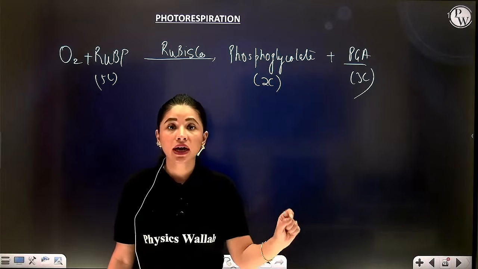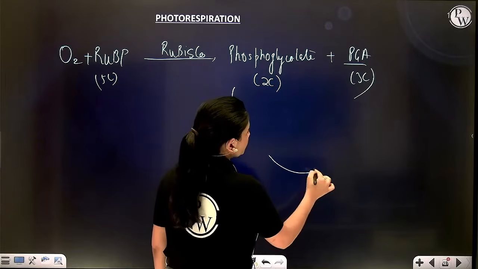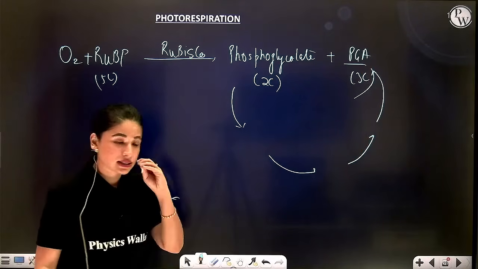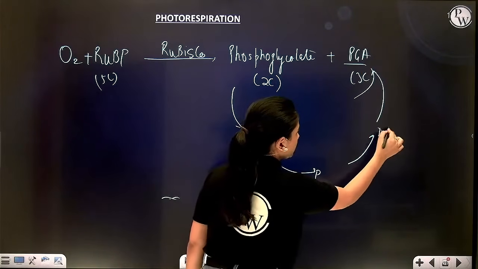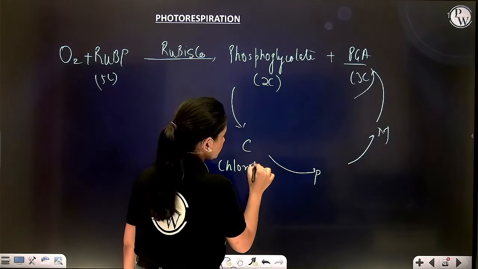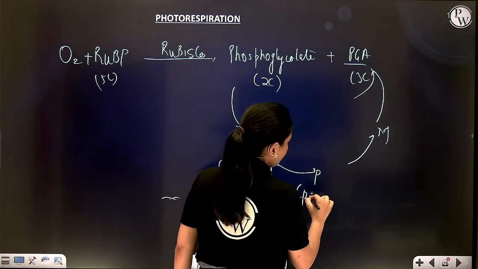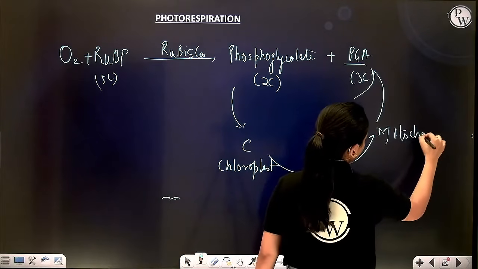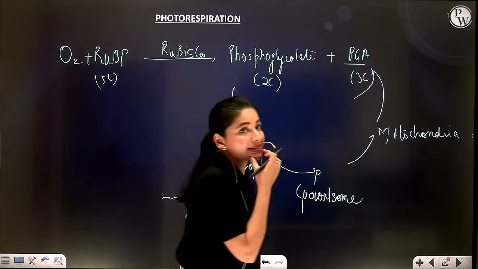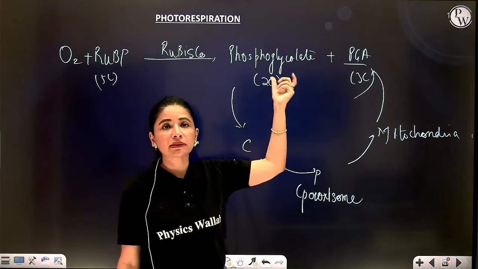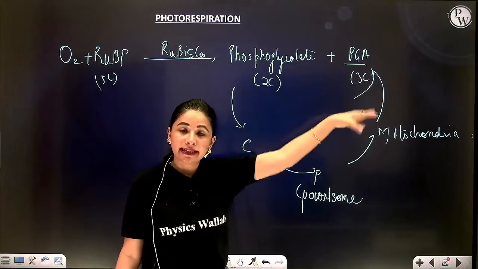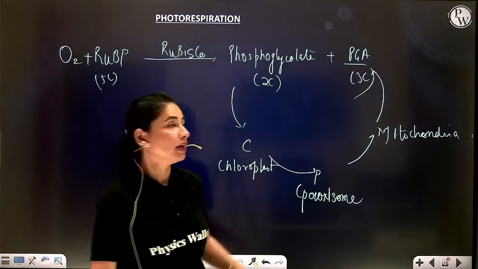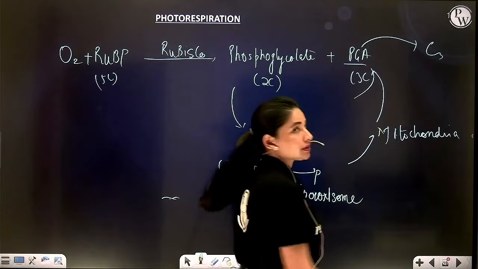First, you need to convert this phosphoglycolate into phosphoglyceric acid, which is done with the help of 3 cell organelles: chloroplast, peroxisome and mitochondria. So with the help of these 3 cell organelles, this 2-carbon compound is converted into a 3-carbon compound. Then those 2 molecules of phosphoglyceric acid will further proceed in the C3 cycle.